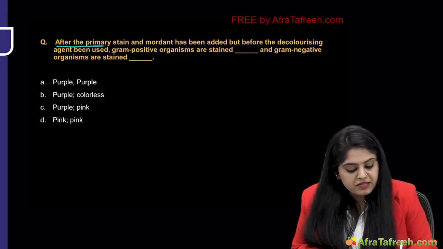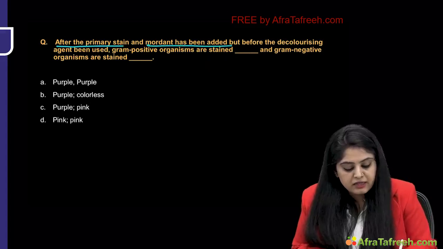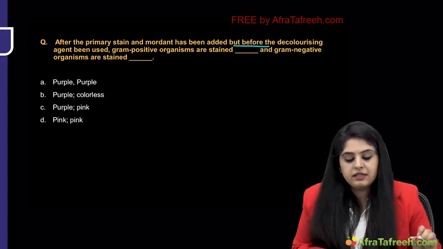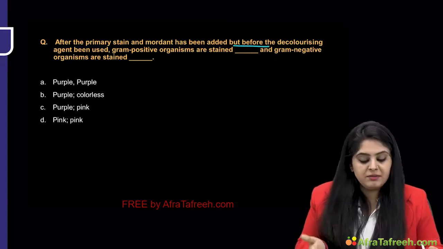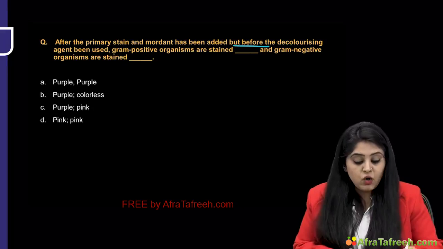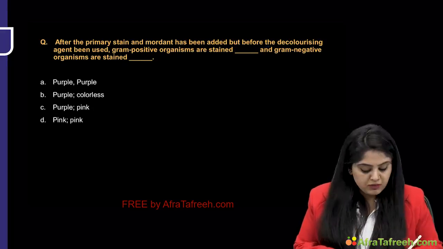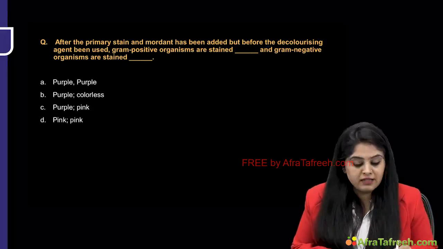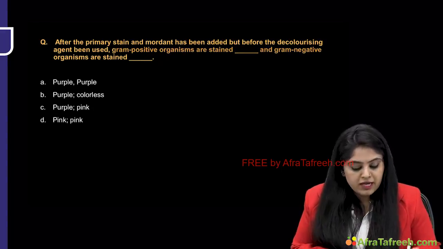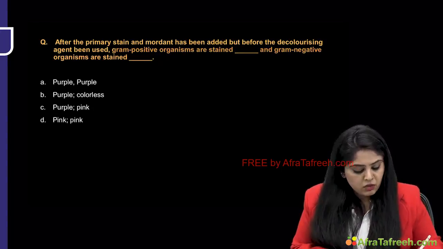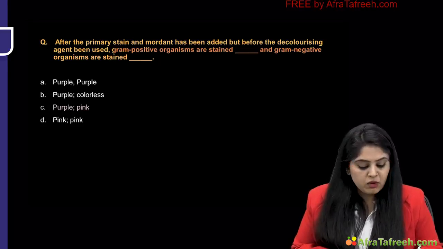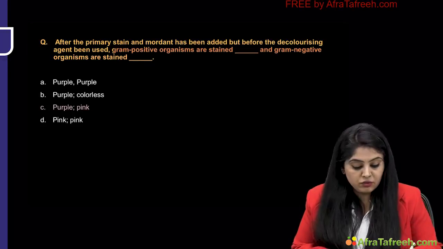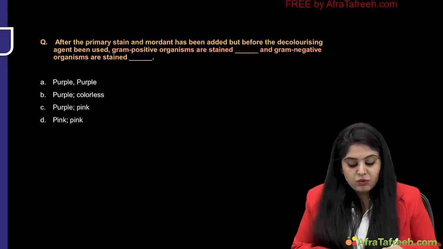After the primary stain and the mordant has been added, but before the decolorizer agent is used, gram-positive organisms are dash and gram-negative organisms are dash. So see, all of us are very used to doing the retrospective approach. If I would have read only half the line and said gram-positive organisms are dash, gram-negative are dash, I would have said, okay, gram-positive are going to be purple and gram-negative are going to be pink or red. I would have marked as C, but that's not the right way of approaching this. They have given me where exactly you have to pick it up.